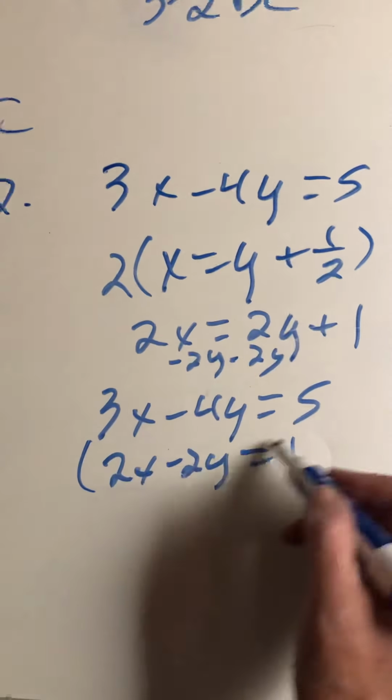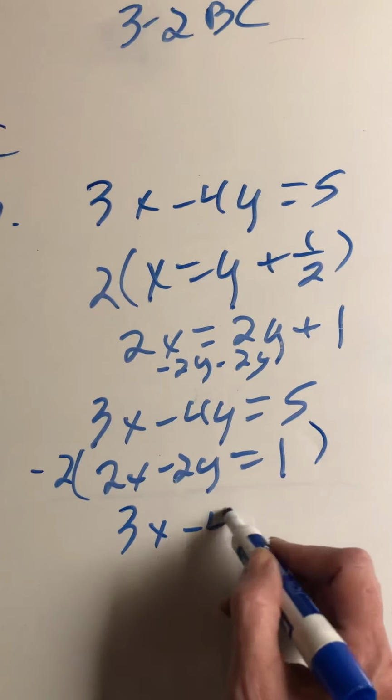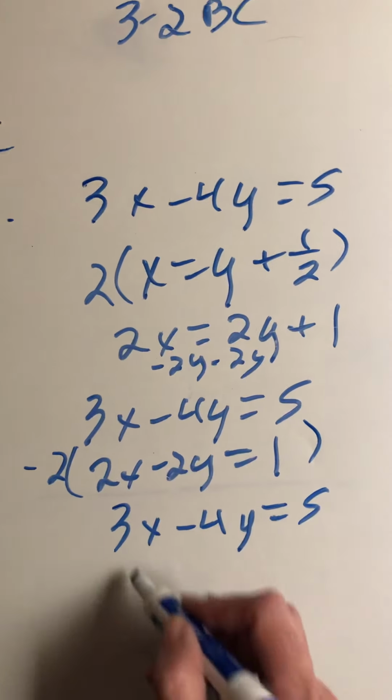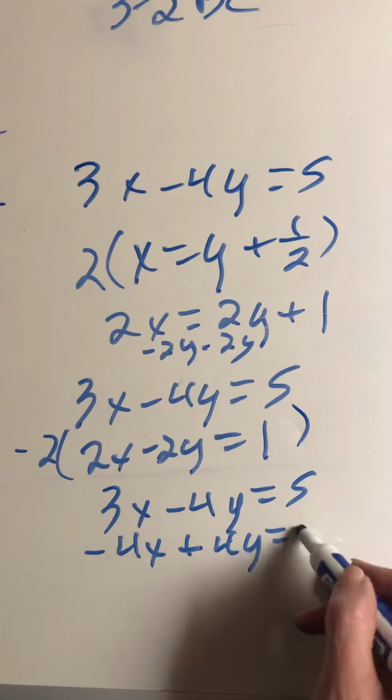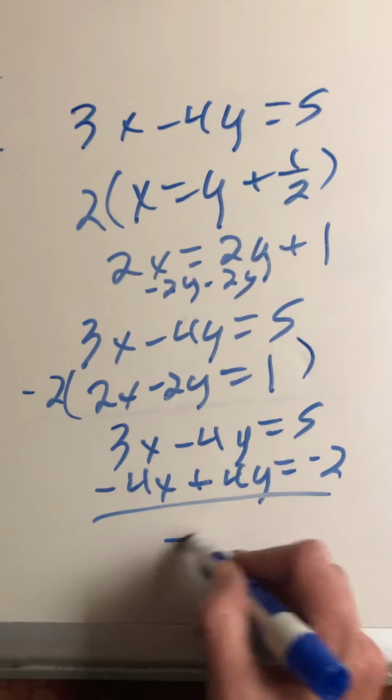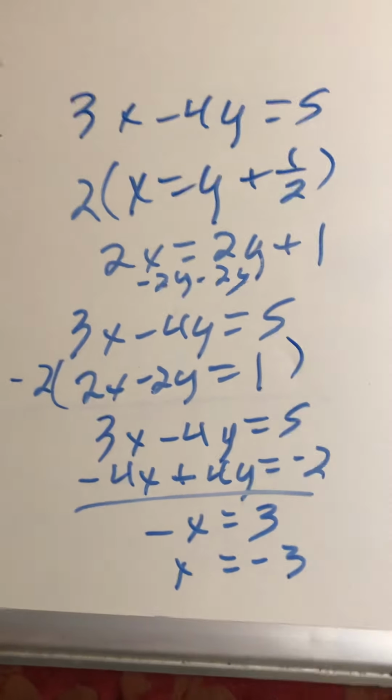Then I'm going to multiply the bottom one by a negative 2. So rewrite the top one, 3x minus 4y equals 5, and negative 4x plus 4y equals negative 2. So that would be negative x equals 3, so positive x equals negative 3.